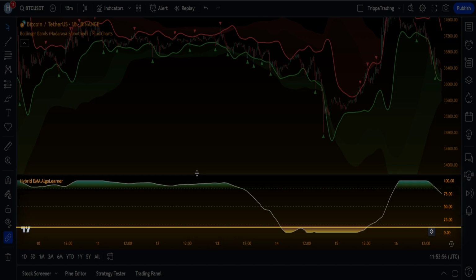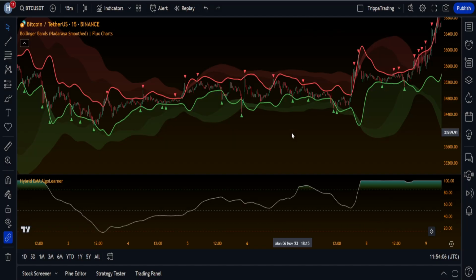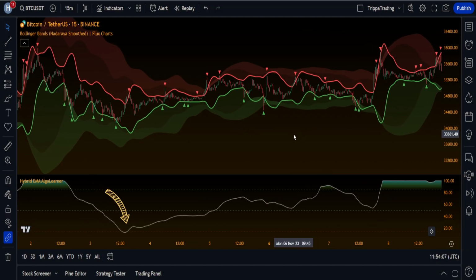And a reading below 15 indicates that the market is being controlled by the sellers. Anything between 15 and 85 should be viewed as a consolidation zone, and no trade should be taken during this time period. Let's explore its settings.